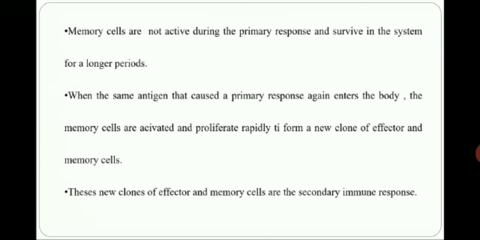The memory cells which are produced during the primary response are not active during that phase, but they survive in the system for a long period of time. So when the same antigen which caused a primary response enters the body, the memory cells get activated and proliferate rapidly to form a new clone of effector and memory cells. Now these new clones of effector and memory cells are the components of the secondary immune response.